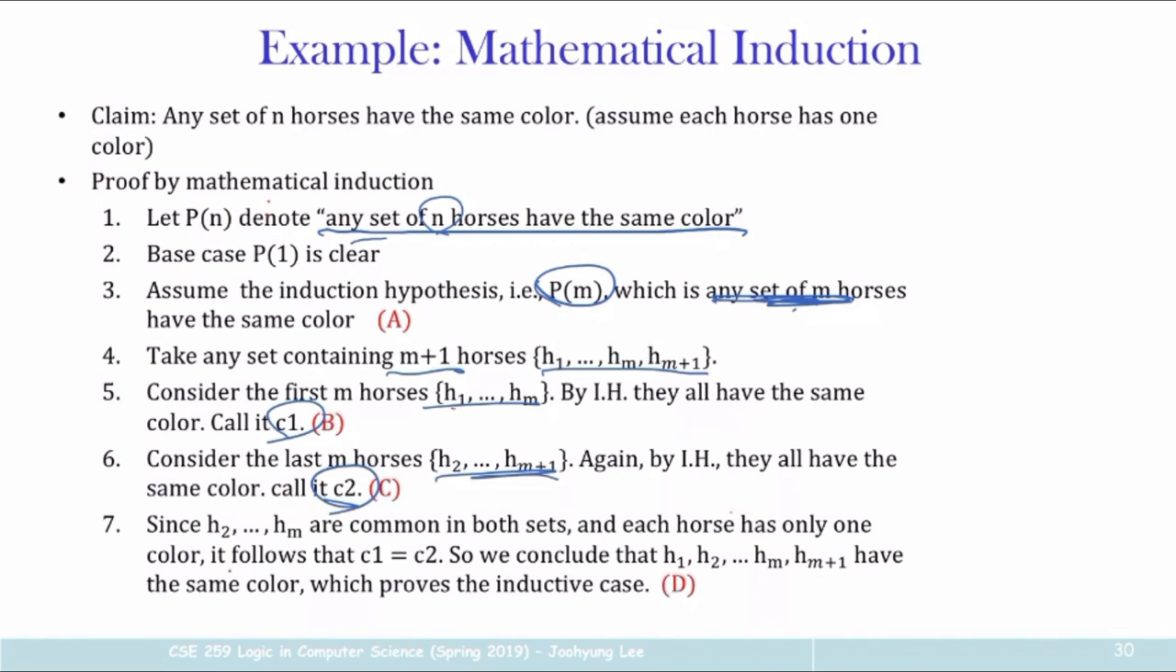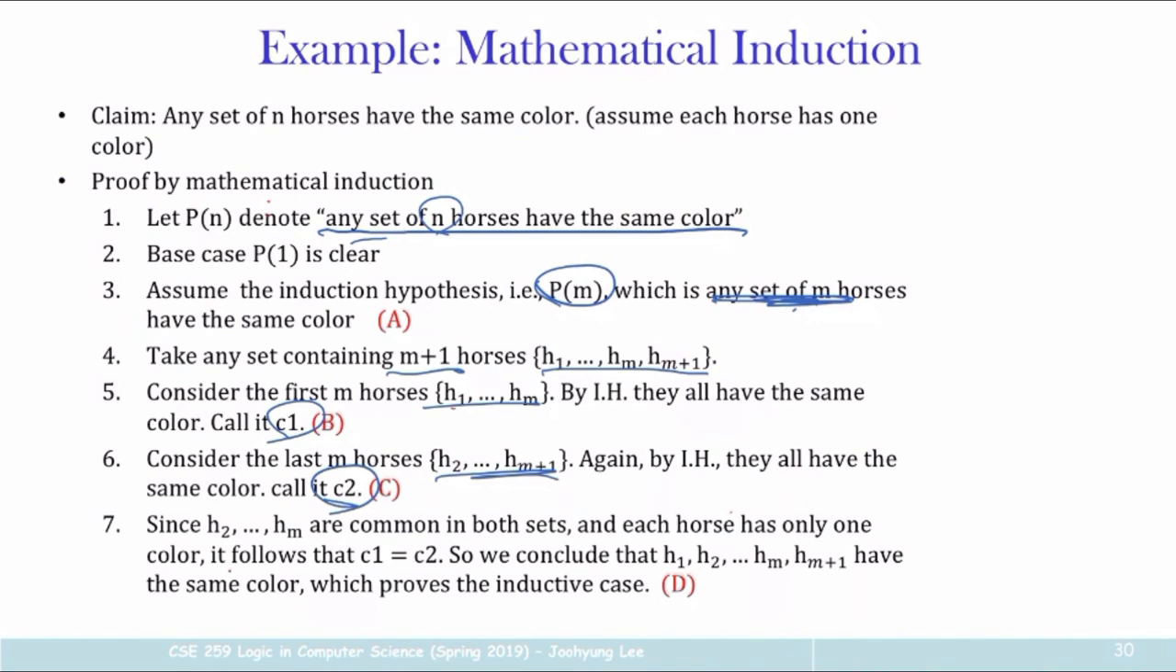Let me ask you, convincing? Why? I think the assumption in the third line is, assume the induction hypothesis, this part? Yeah, I think it's trying to use the set of horses, any set of m horses have the same color. You have a problem with that, right? What about the others? What do you think? Do you agree with him? Do you agree or not? Just tell that first.